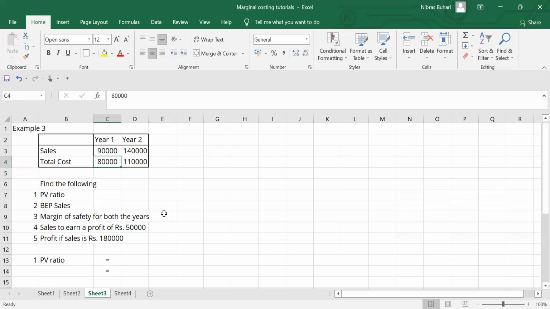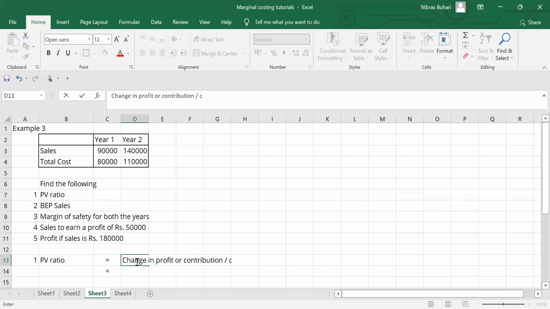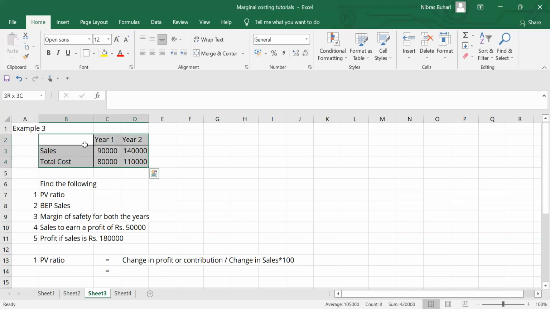So when it comes to a 2-period model, the formula for PV ratio is change in profit or change in contribution divided by change in sales multiplied by 100. As usual, your answer will be in percentage. Now tell me, what can I take? Can I take change in profit or change in contribution? The sum does not have profit or contribution, but I can find profit.